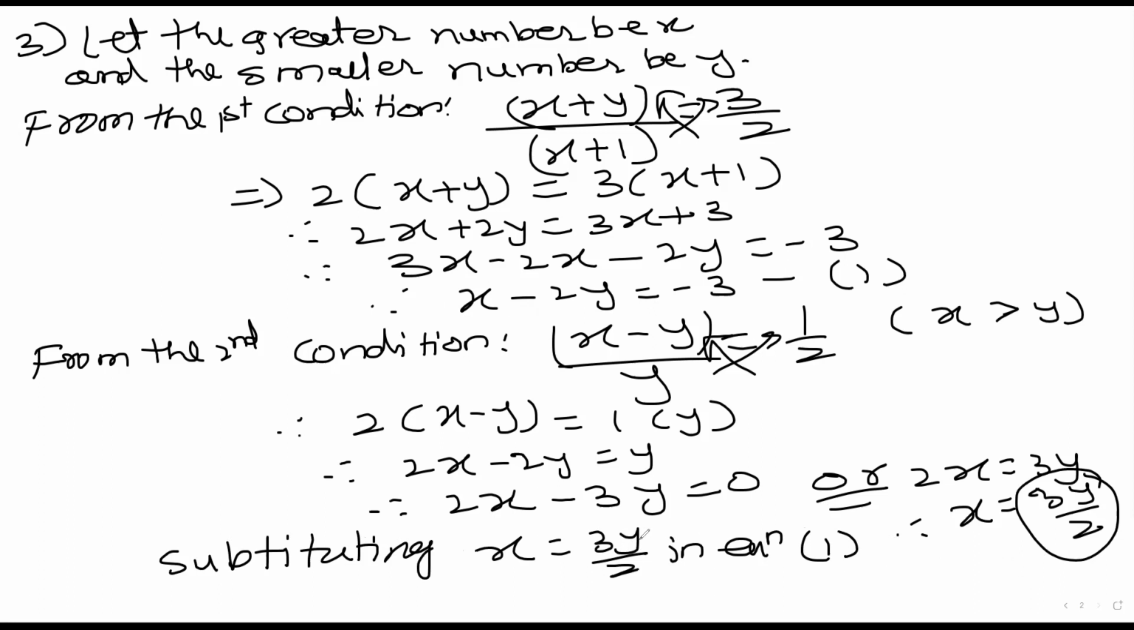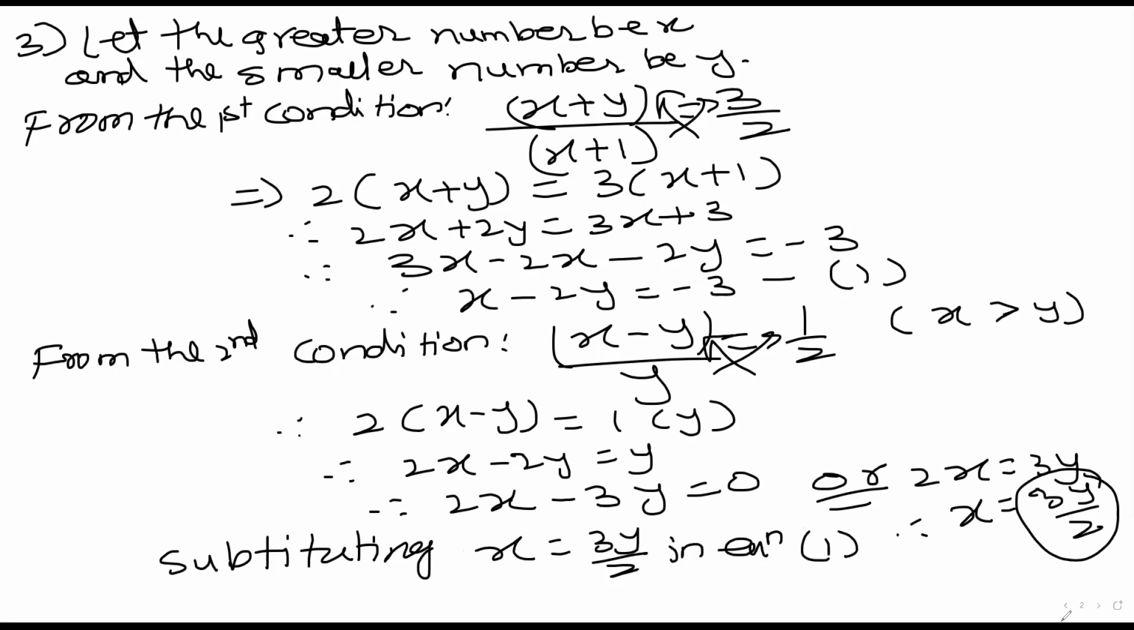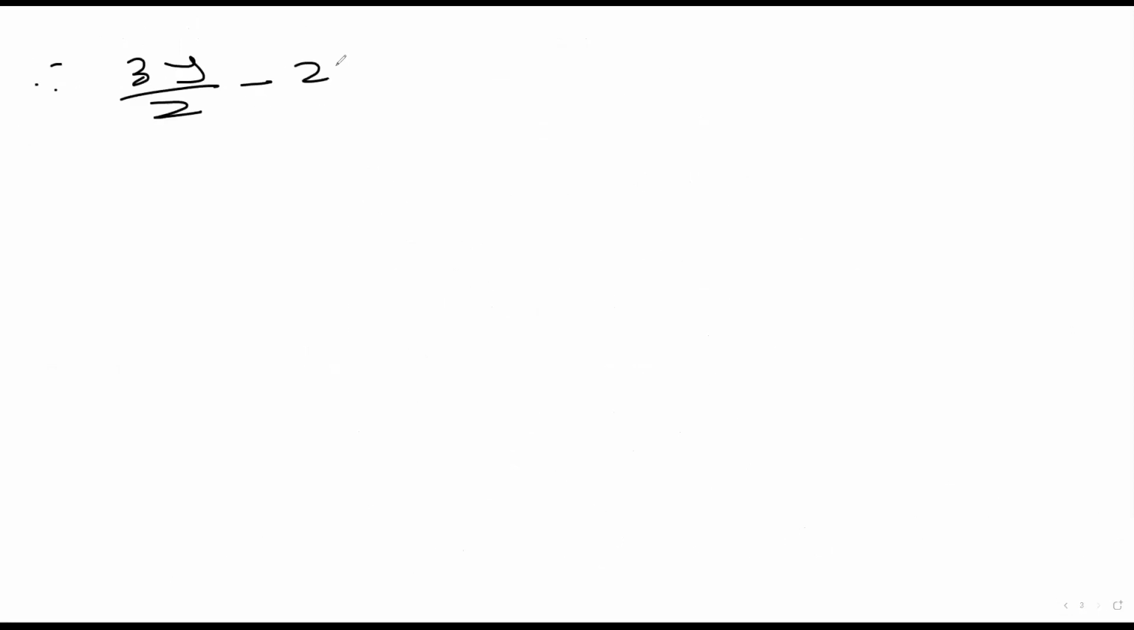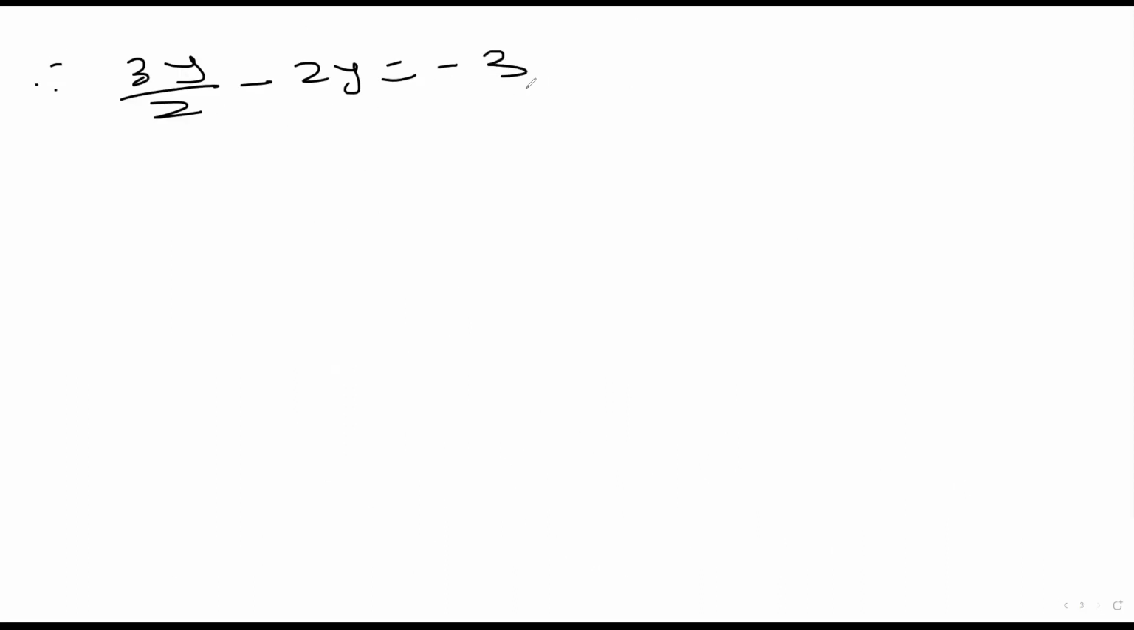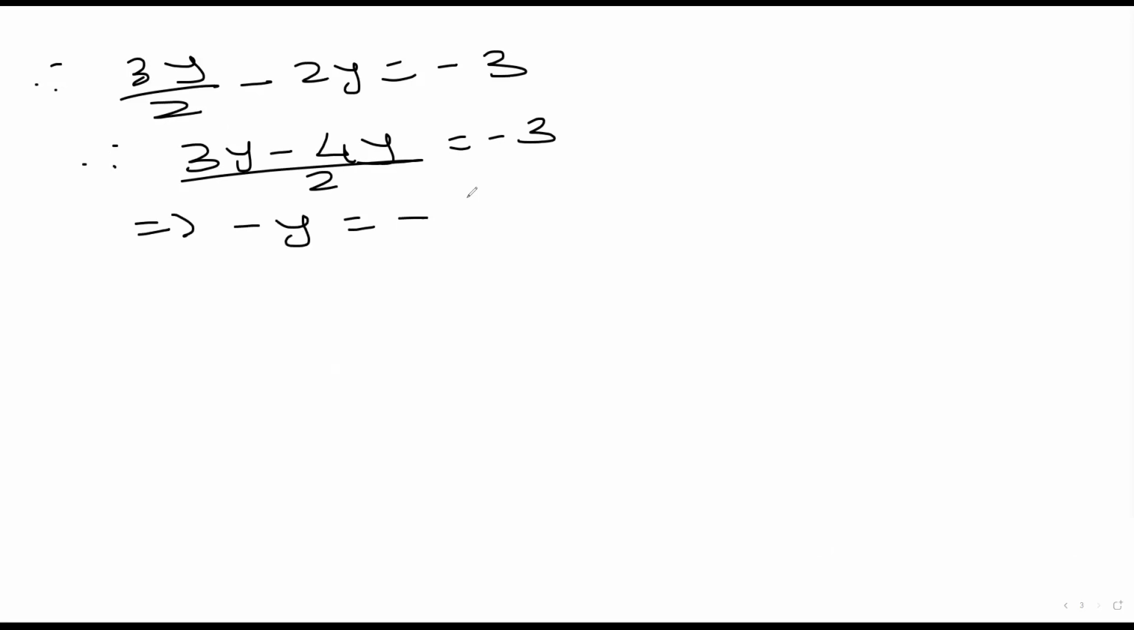All right. So x is equal to 3y upon 2. You have to put it in equation 1. So write down, therefore, 3y upon 2 minus 2y is equal to minus 3. Okay, so LCM is 2, obviously, so 3y minus 4y upon 2 is equal to minus 3. This implies minus y is equal to minus 6. This implies y is equal to 6. Very simple, right? Very, very simple.